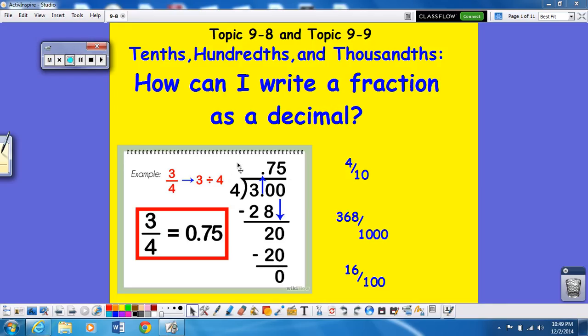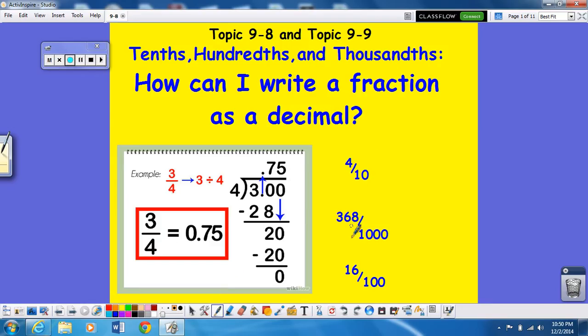Good afternoon. Today we are combining topics 9-8 and topic 9-9, tenths, hundredths, and thousandths. And what we're going to be working on in this lesson is how we can change fractions to decimals and decimals to fractions. And as we've talked about this before, basically when you say a decimal, you hear a fraction. So this shouldn't be really hard. We're going to run into some fractions that don't sound like decimals, and I want to teach you how to change those fractions into decimals in an easy way.